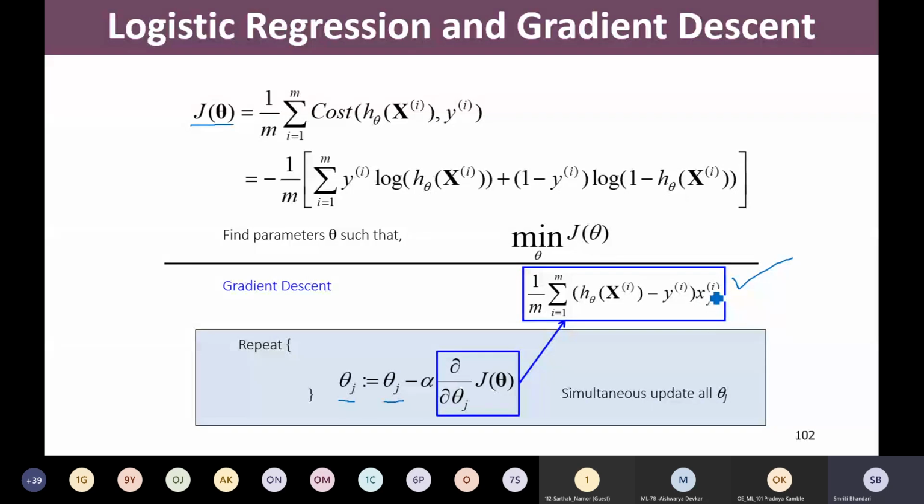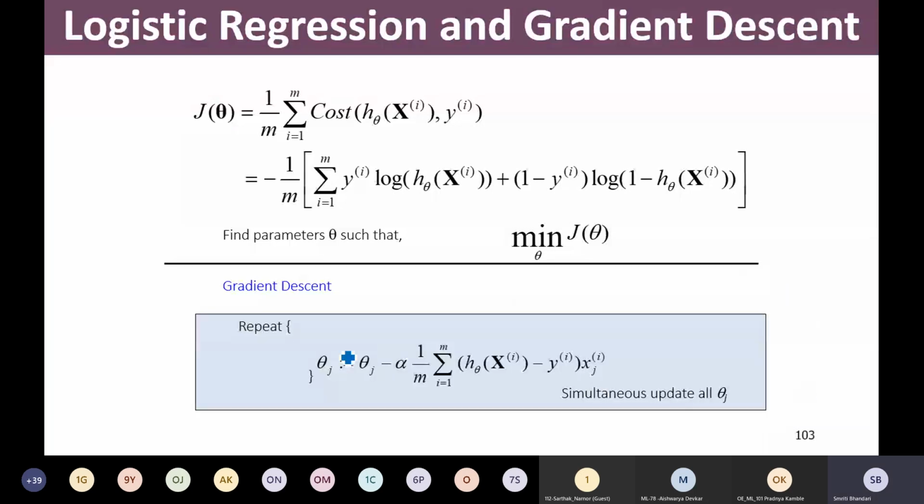I'll repeat. If we apply calculus to come up with the partial derivative of this entire function g of theta, what we get is 1 divided by m, summation over i equal to 1 to m, (h theta of x i minus y i) into x j i. And this expression is similar to the derivative that we obtained in the case of our linear regression.